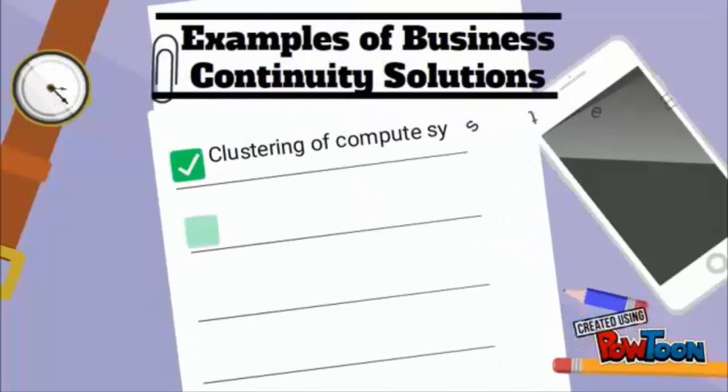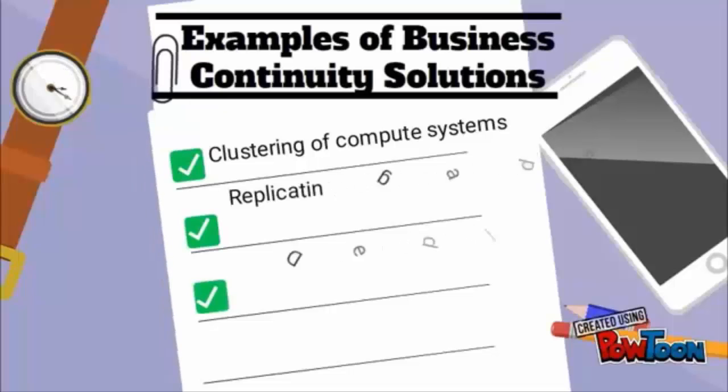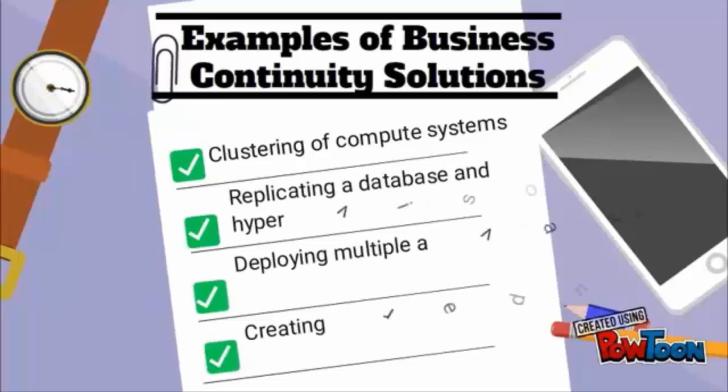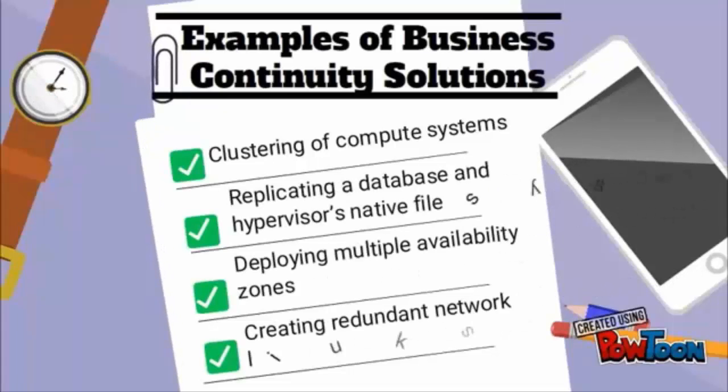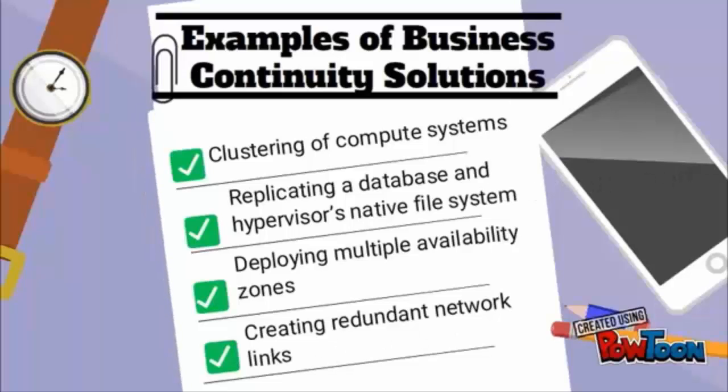Examples of business continuity solutions. First, clustering of configuration systems. Second, replicating a database and hypervisors to receive file systems. Third, deploying multiple availability zones. And lastly, creating redundant network links.